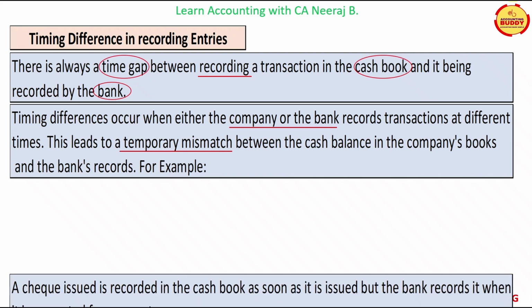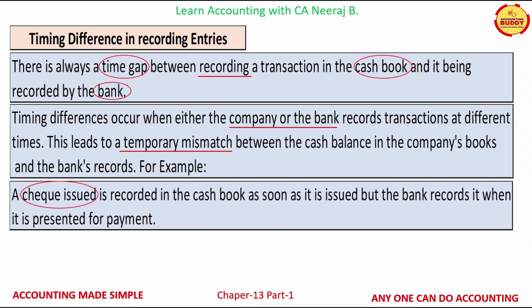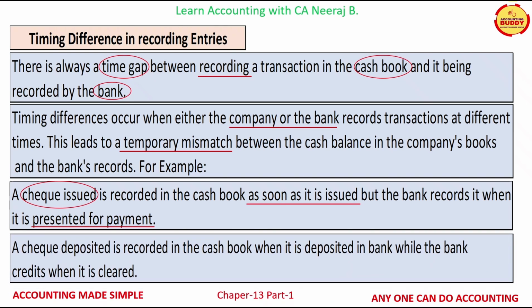For example, a check issued is recorded in the cash book as soon as it is issued, but the bank records it when it is presented for payment. A check deposited is recorded in the cash book when it is deposited in the bank, while the bank credits it when it is cleared.